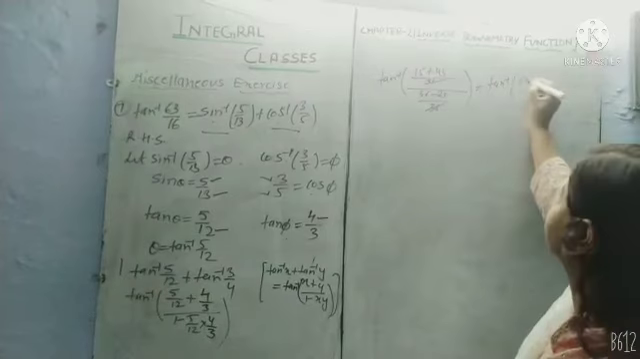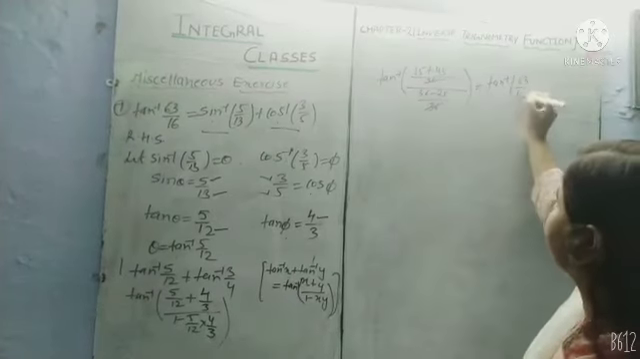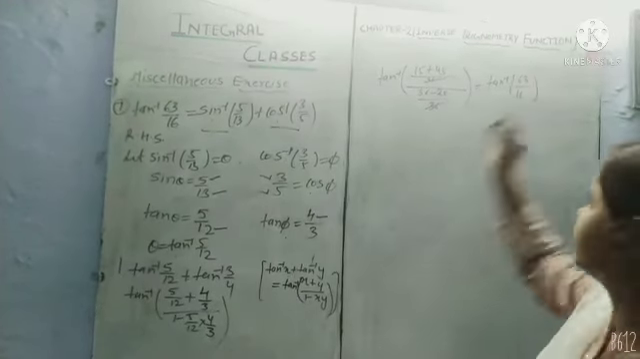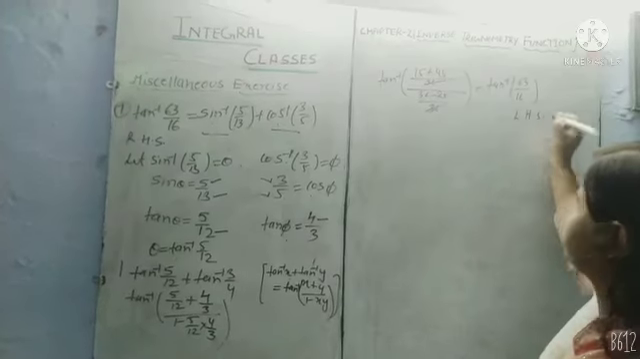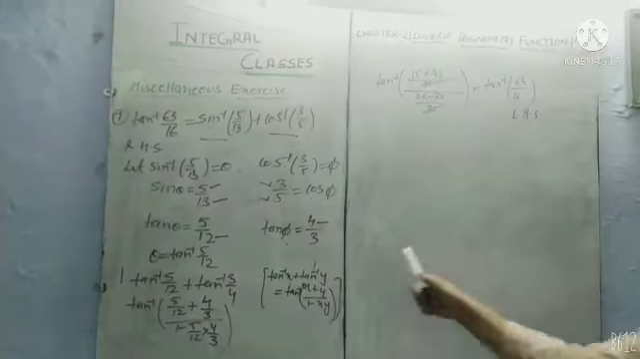So now we will get tan inverse, add them, then we will get 63. Subtract them and get 16. So from the right hand side we will get the left hand side. It is the solution of question number 7.